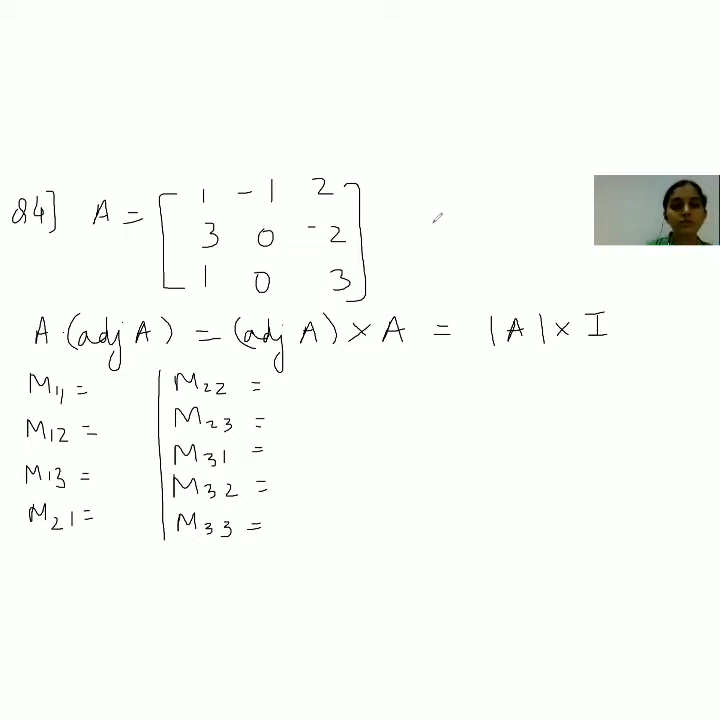Okay, let us begin. The first one, M11, first row, first column, 0 minus 0, that is 0. M12, first row, second column, 9 minus of minus plus, 9 plus 2, 11. M13, that is first row, third column, 0 minus 0, again 0.